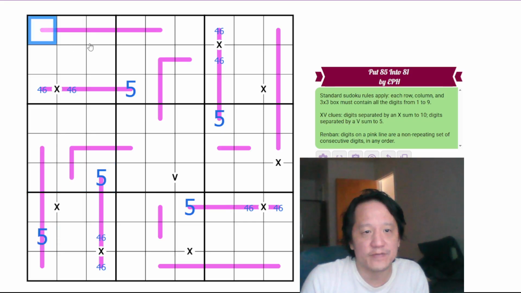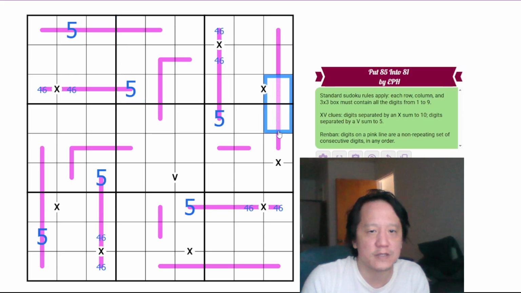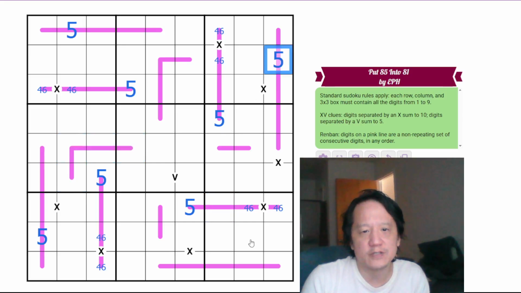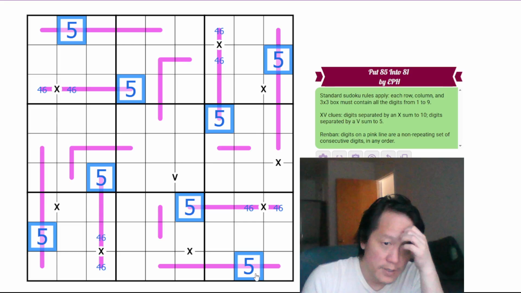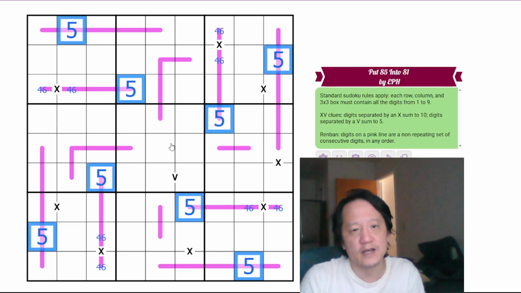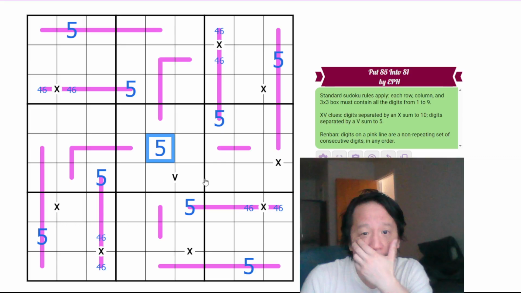That means this can't be 5. No 5 here because of 5s in the column. No 5 here because of 5 in the box. So 5 has to be there. Same with this. And this is actually all kind of symmetrical except for this portion. So 5 has to be there, and then 5 is there. We have 8 5s now. We know where the last 5 has to be. It has to be there.